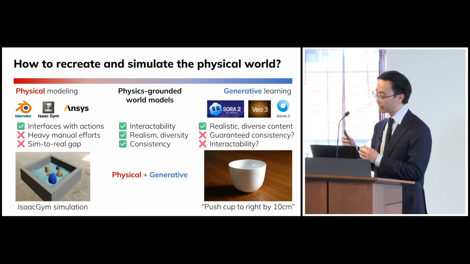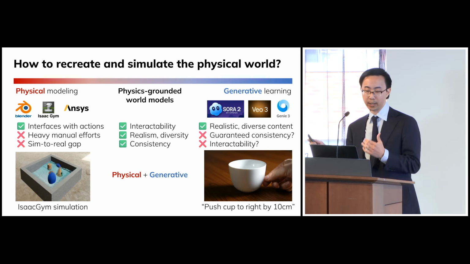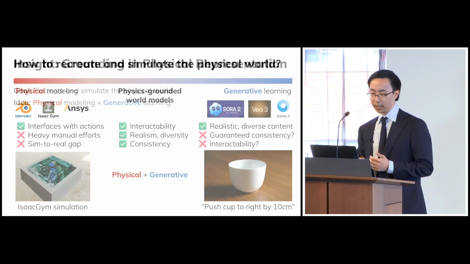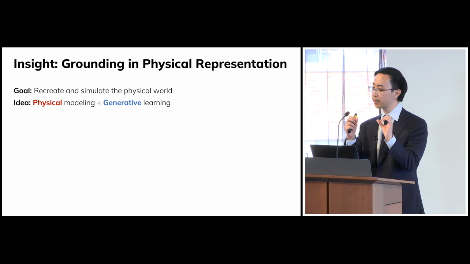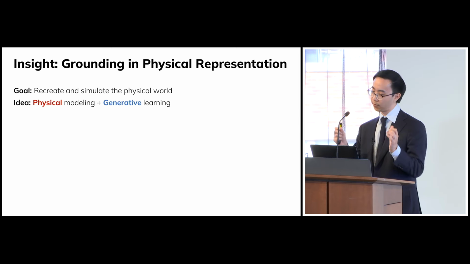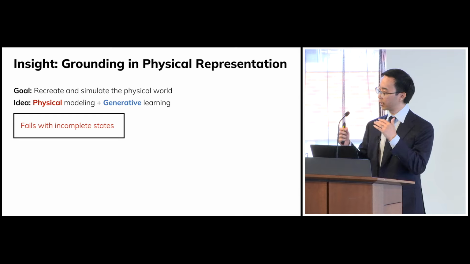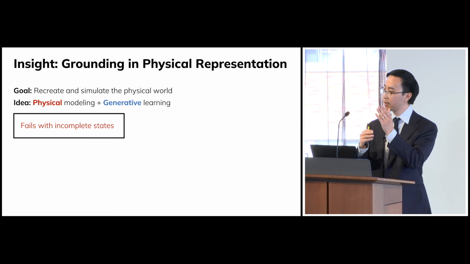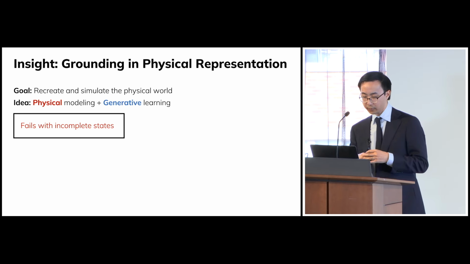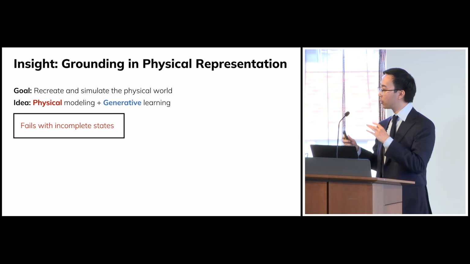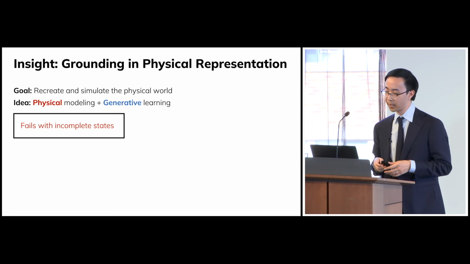And the key idea here is to integrate physical modeling with generative learning so that we can get the best of both worlds. And the key insight here is not just combining the two approaches, but to recognize that they actually fail in different ways. So physical models fail when physical states are incomplete. For example, when you have missing geometry or unknown material or lighting conditions. So filling in all this missing information takes heavy manual effort.